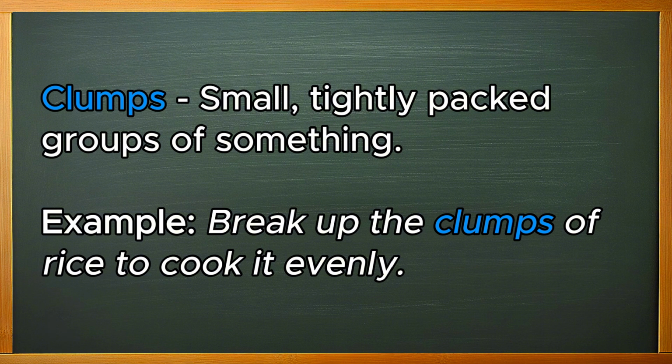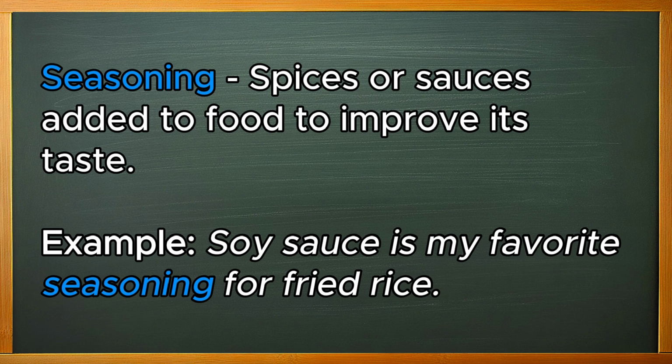Clumps means small, tightly packed groups of something. Example: break up the clumps of rice to cook it evenly. Seasoning means spices or sauces added to food to improve its taste. Example: soy sauce is my favorite seasoning for fried rice.